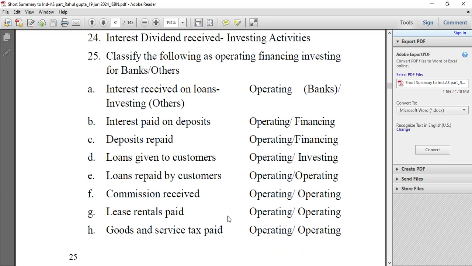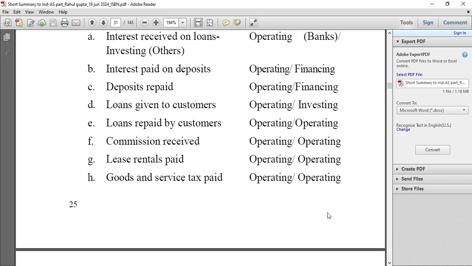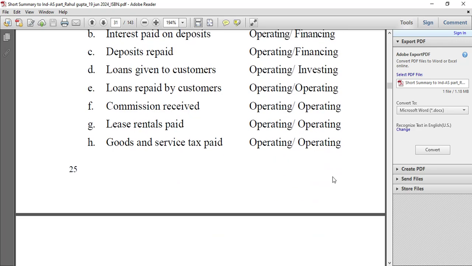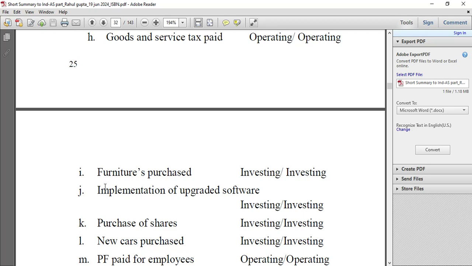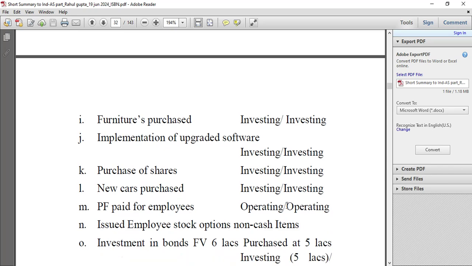These rentals paid: operating activities for banks, operating activities for others. Goods and service tax paid: operating activities for banks, operating activities for others. Furniture purchased: investing activity for banks, investing activity for others. Implementation of upgraded software: investing activity for banks, investing activities for others.